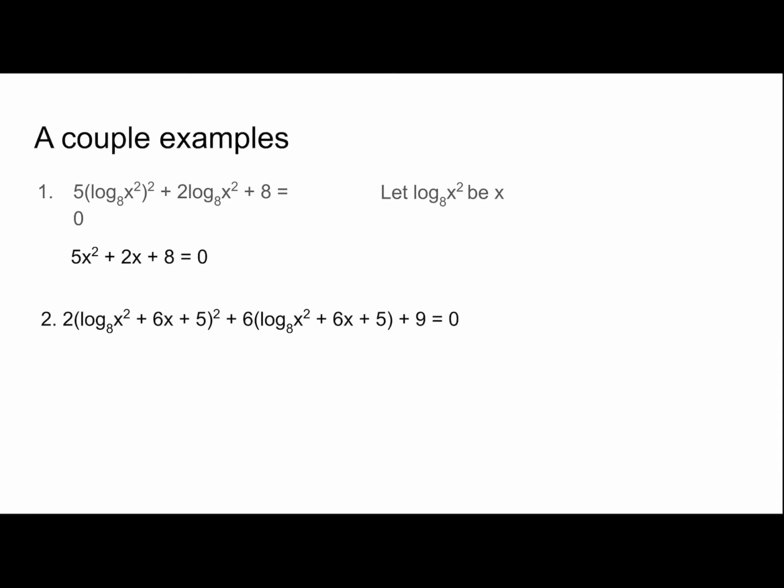Take another example, okay? So I've gone a bit extreme with this just to let you understand, okay? NZQA won't normally give you this, but I'm just trying to make a point, okay? So 2 of this squared plus 6 of this plus 9 equals to 0. So we can say that this log base 8x squared plus 6x plus 5, we can substitute that as x. And therefore our quadratic will just be 2x squared plus 6x plus 9 equals to 0. And that's just really simple examples, okay?